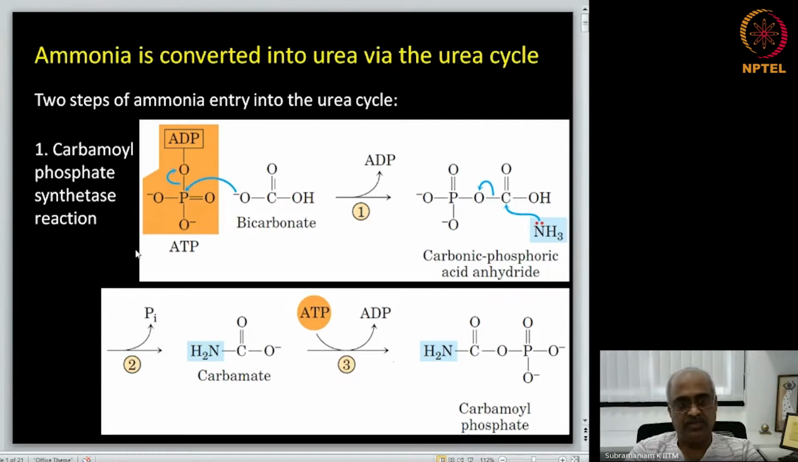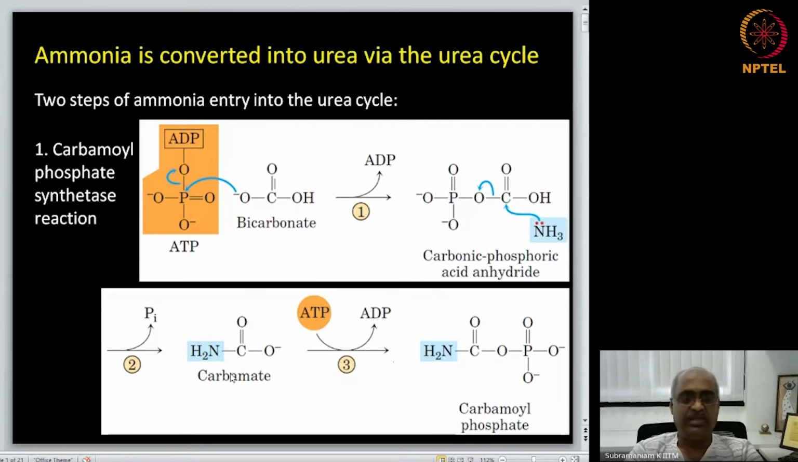The first one is formation of this molecule called carbamate, carbamic acid. This requires an activation of bicarbonate in the form of carbonic phosphoric acid anhydride. This bicarbonate is part of the buffer system and therefore it is abundant in our body. It is first phosphorylated by hydrolysis of an ATP, and this phosphorylated version then is hydrolyzed, releasing the inorganic phosphate, and then you have the carbamic acid.